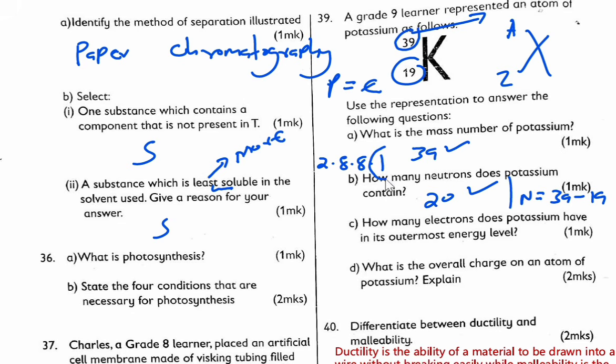This is the outermost energy level. You can see it has 1 electron. Then you're going to say it has 1 electron. So the answer is 1 electron.